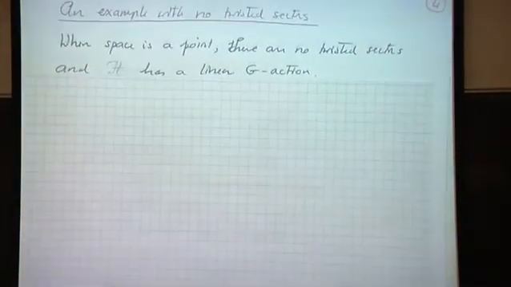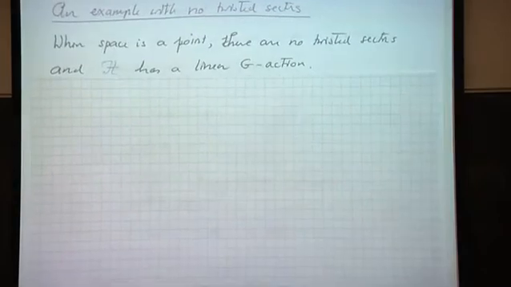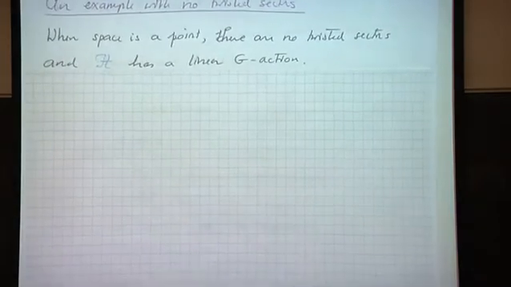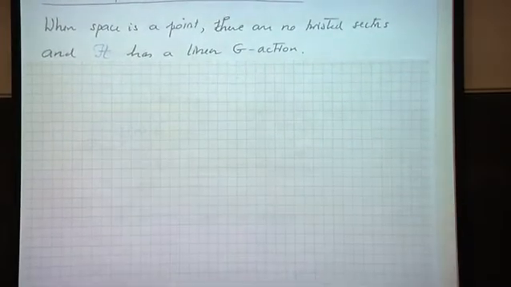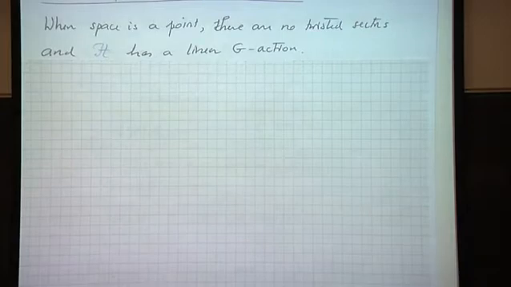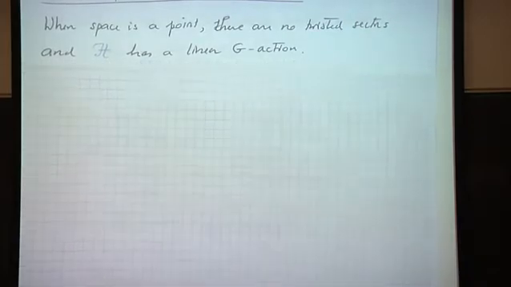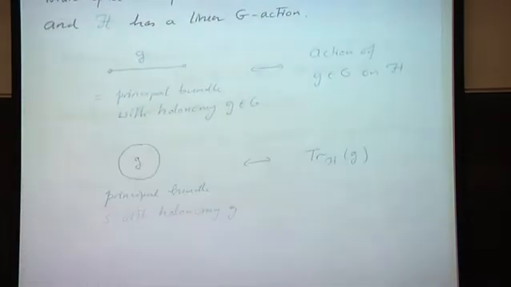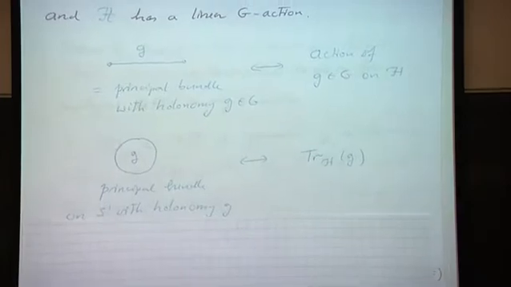So that relates to the problem I mentioned earlier, that you cannot hope to recover the gauge theory just from the ungauged one with an action of G. Well, the main exception is when space is a point. Not the target is a point, space is a point. So it's a one-dimensional quantum field theory. In that case, there are no twisted sectors because every principal G-bundle on a point is trivial. And it's easy to describe the theory.